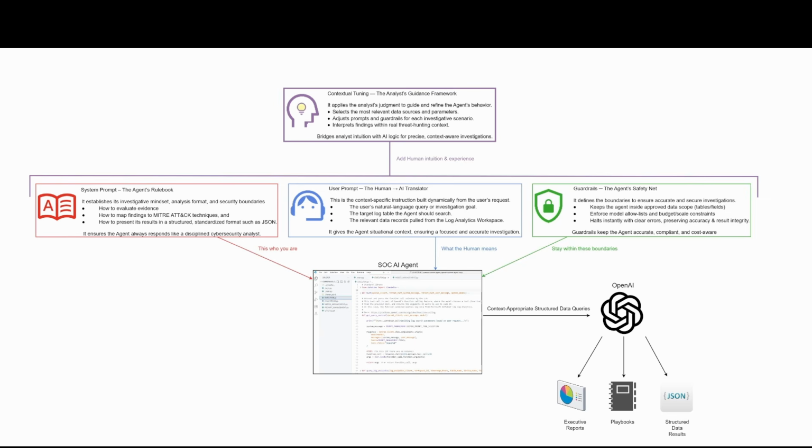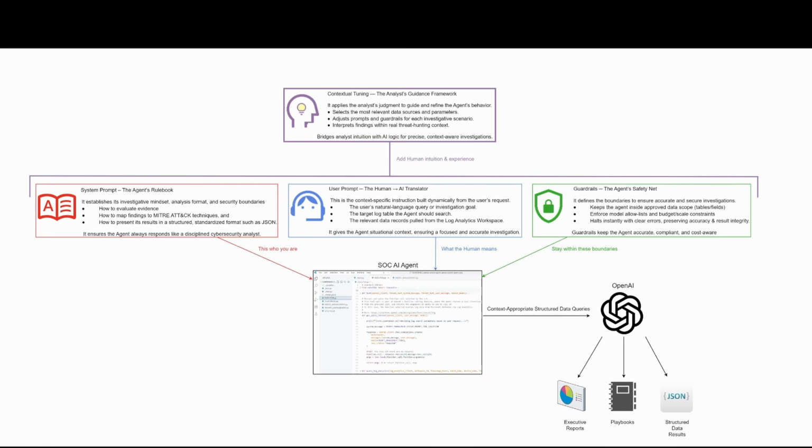The user prompt acts as a human-to-AI translator. It converts your natural language requests into clear analytical directives, telling the agent which tables to search, what data to analyze, and what investigative goal to pursue. The guardrails serve as the agent's safety net. They enforce the operational boundaries, keeping the agent within approved data sources, preventing hallucinations, maintaining accuracy, compliance, and cost control.